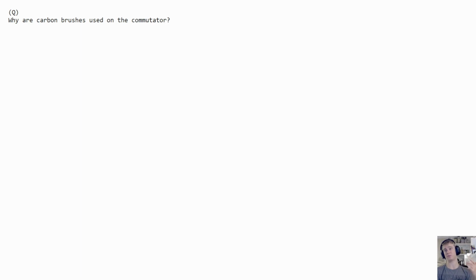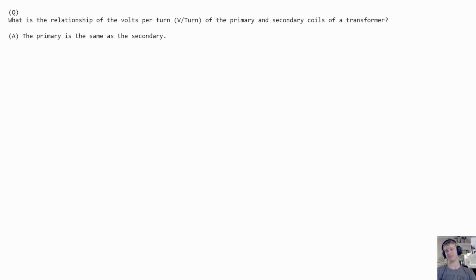Next, why are carbon brushes used on the commutator? And this is because they serve to both lubricate and polish. Next, where are DC motors applicable? This is where a high starting torque is needed. Next, what is the relationship of volts per turn of the primary and secondary coils of a transformer? That is, the primary is the same as the secondary.